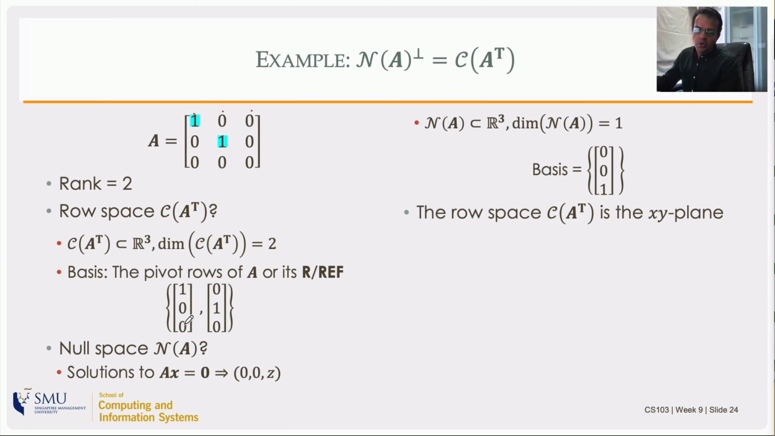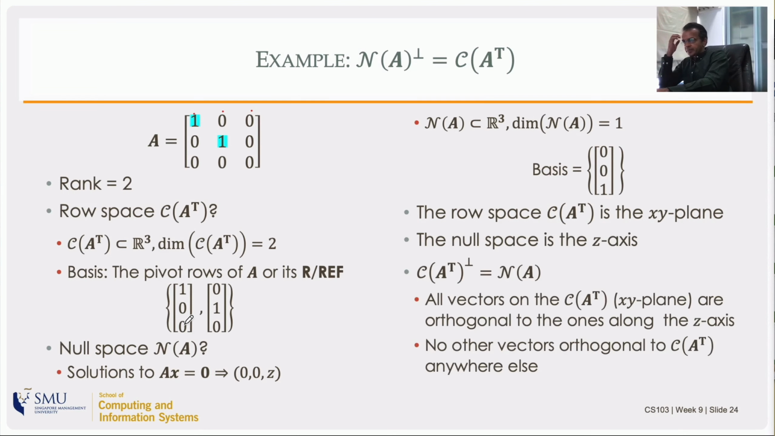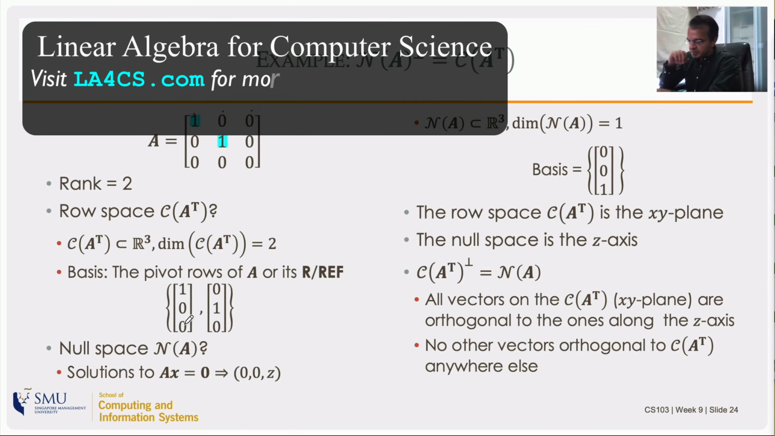So the row space was really the orthogonal complement of the null space in that case, because I showed it to you. All vectors on the row space xy plane are orthogonal, and there are no other vectors that are orthogonal to the row space that are not in the null space. That is the definition of orthogonal complementarity. So I gave you 3 statements.